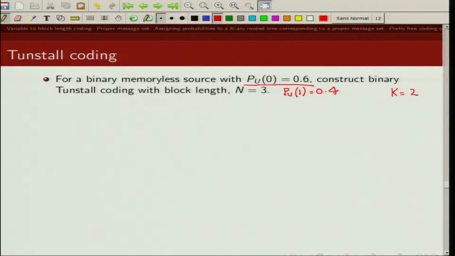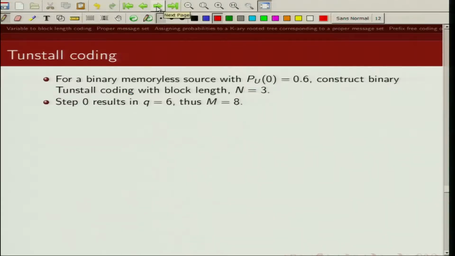Now you have been asked to construct Tunstall coding, and the output block size is given as 3, and the output is also considered binary. So D is 2, K is 2, n is given as 3. So what is the first step?